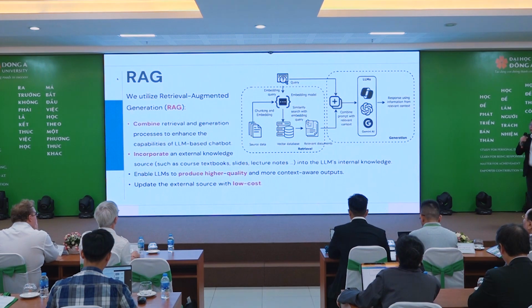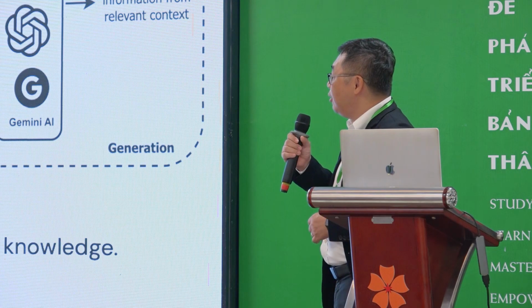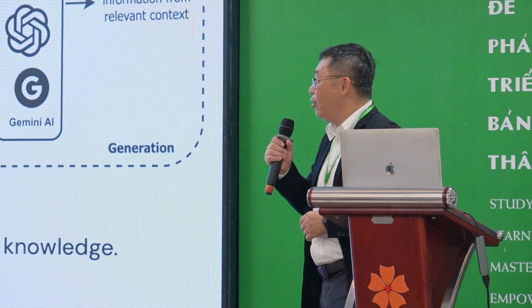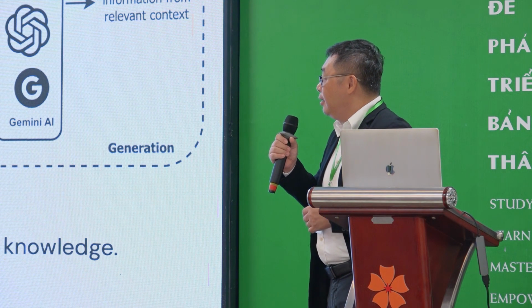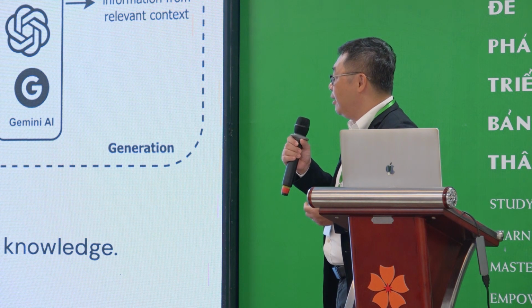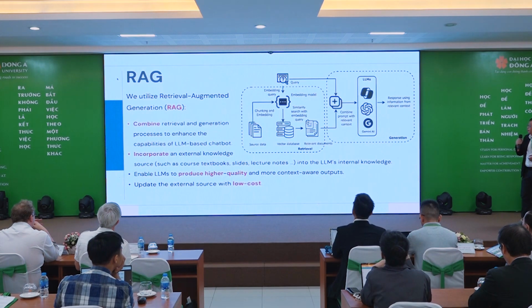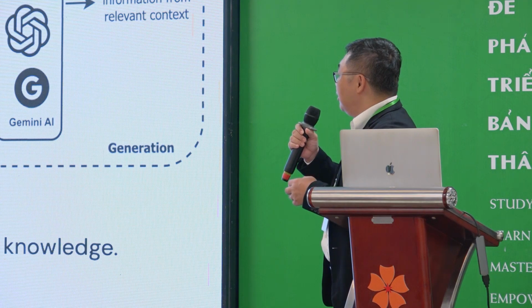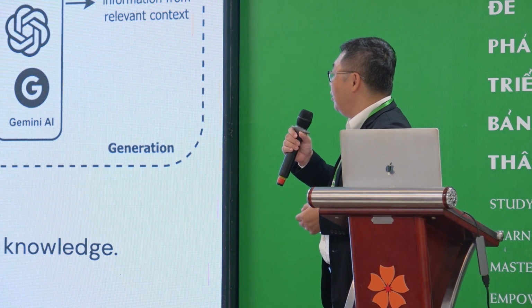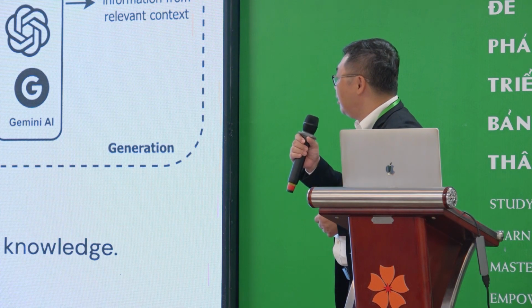The limitations of LLM can be addressed by using a new technique named Retrieval Augmented Generation, or RAG. RAG combines two processes: the first one is the retrieval process, and the second one is the generation process, to enhance the capabilities of LLM. So you can see in this figure an overview of the operation of the RAG system.